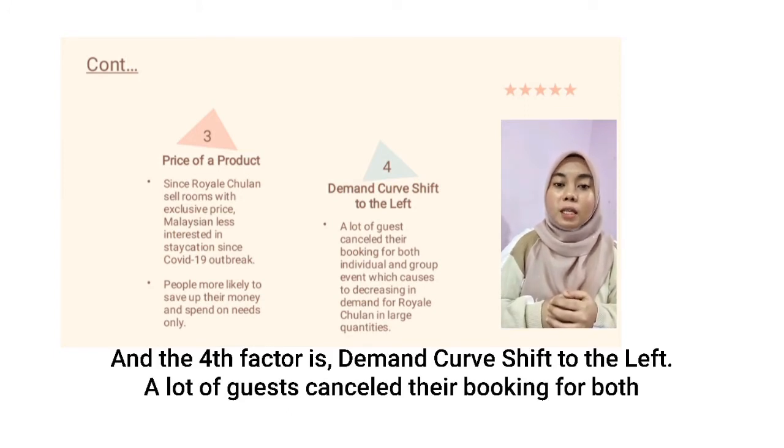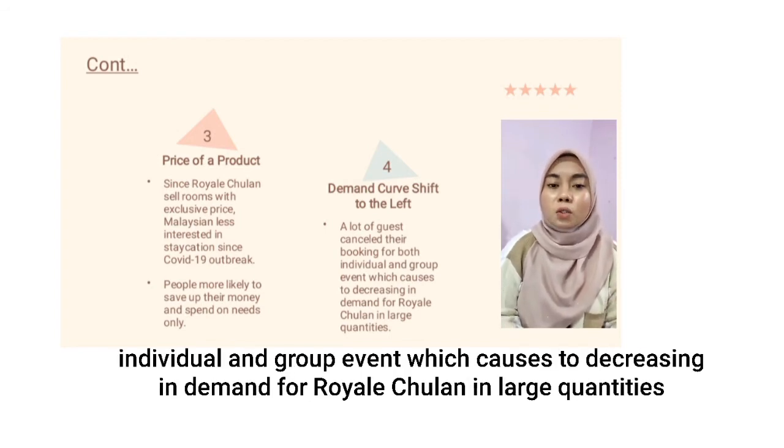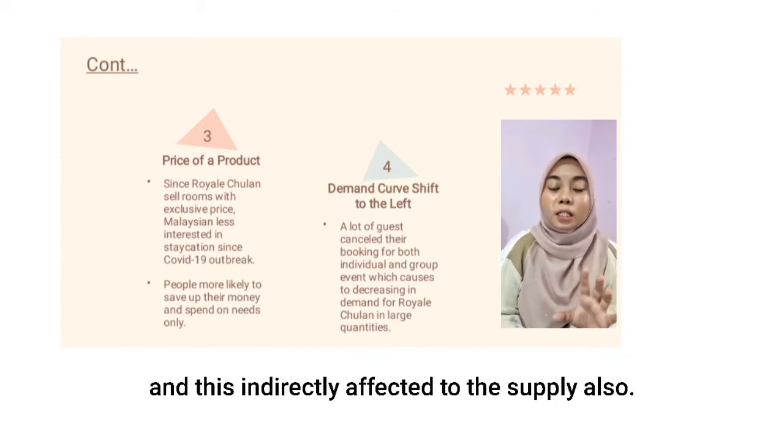And the fourth factor is the demand curve shifting to the left. A lot of guests have cancelled their bookings for both individual and group events, which causes a decrease in the demand for Royal Chulan Hotel in large quantities, and this indirectly affected the supply also.